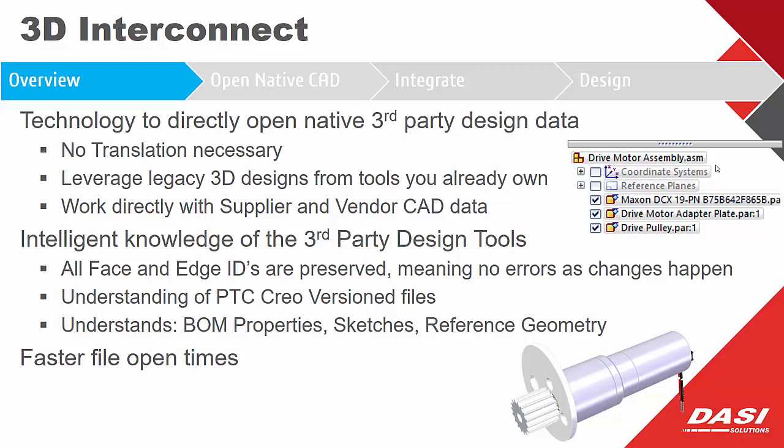3D Interconnect is also intelligent and understands when CAD data has changed within the native design system. By honoring face and edge IDs, properties, sketches, and reference geometry, changes to those files are updated just like native SOLIDWORKS files. File formats utilized by 3D Interconnect can also open significantly faster than traditional import and export processes.